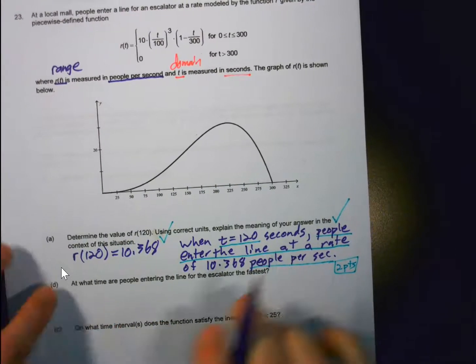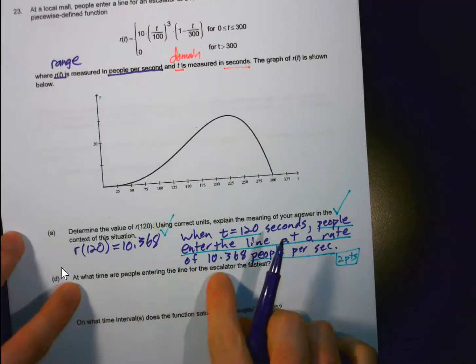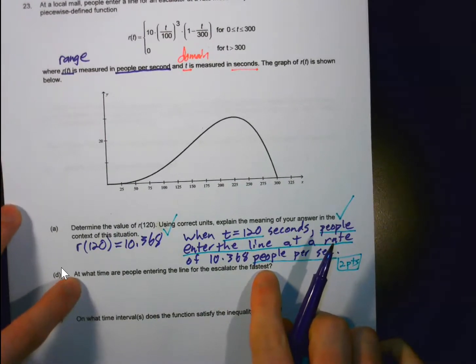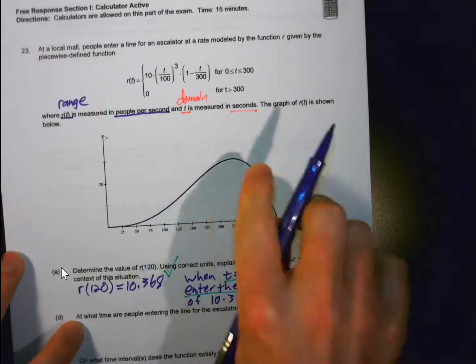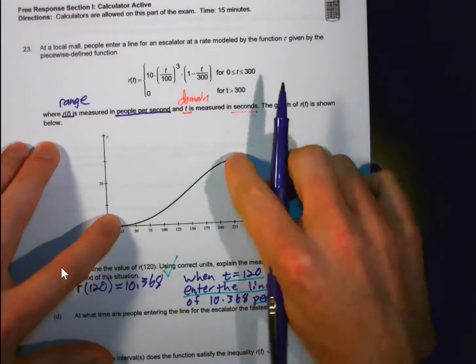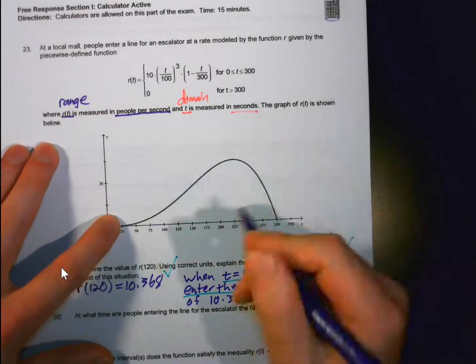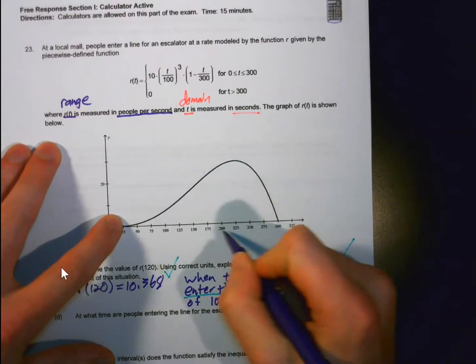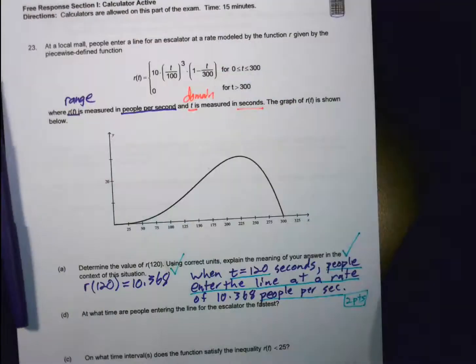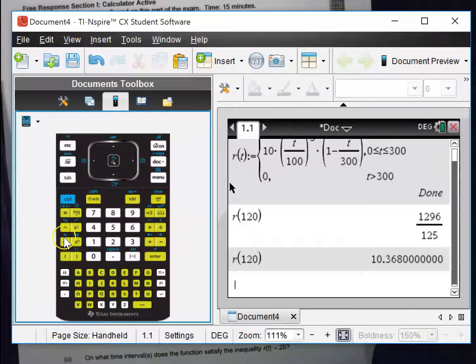Okay, going on, at what time are people entering the line for the escalator the fastest? The fastest would mean the rate is the greatest. R of t is the rate that's going on. So when is the rate the greatest? It's greatest right about here, and I'm not exactly sure where that falls. It looks somewhere between 200 and 250. Let's use the calculator to find the exact value.